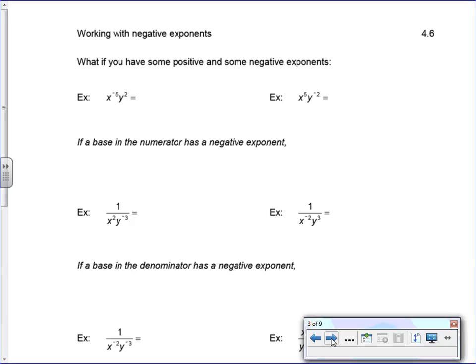So, what if we have multiple bases? What if there's x's and y's and they're not all raised to the same power? Okay? So, the idea here is that you can only do the reciprocal for the base that has a negative exponent.